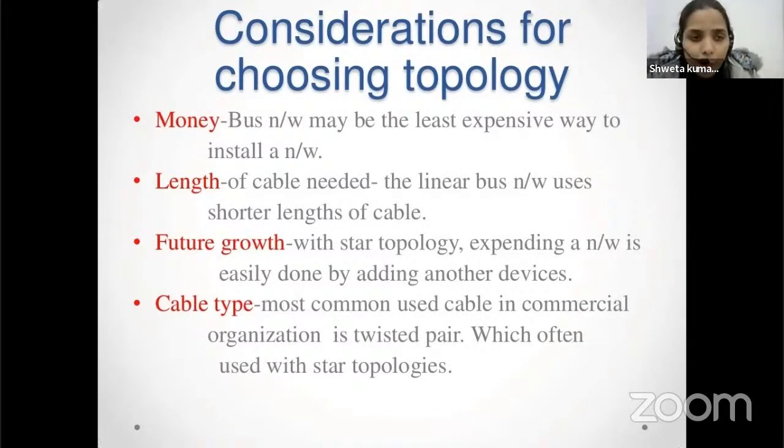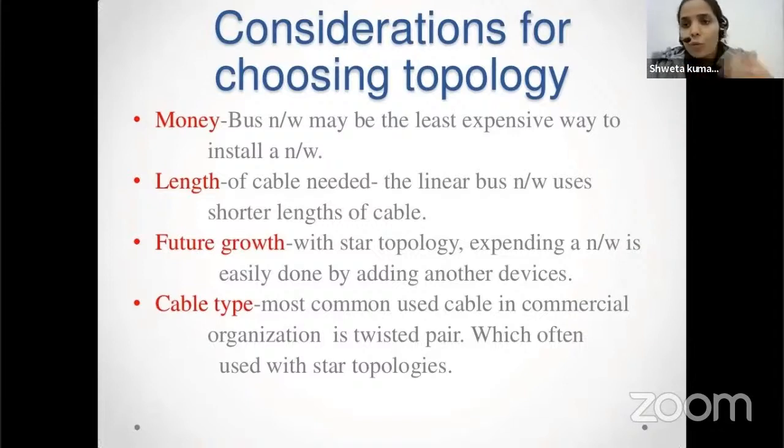Basically there are 4 points: money, length, future growth, and cable type. For money, the bus network may be the least expensive way to install a network. If I think from the money perspective, the bus network is the best and least expensive. Next we have length, the length of cable needed. The linear bus network uses a shorter length of cable. Future growth: with star topology, expanding a network is easily done by adding other devices.